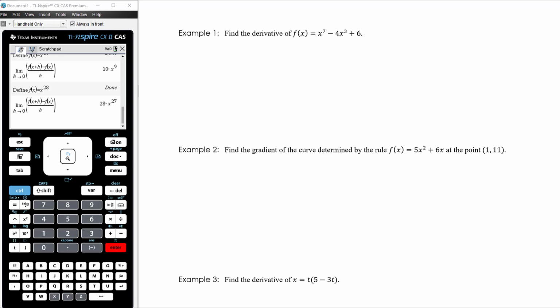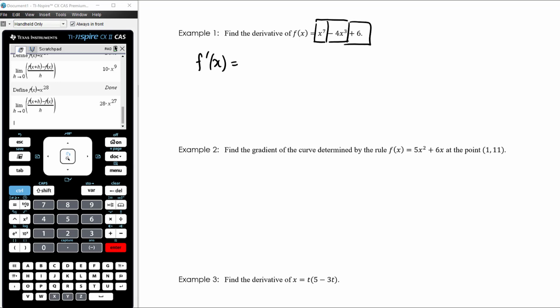Find the derivative of f of x equals x to the power of 7 minus 4x cubed plus 6. First thing, what are we going to call the derivative? The original function is f of x, so we can use f dash x as the derivative here. We've only got addition and subtraction here, so we can just differentiate each part of the function separately. We're essentially doing 3 separate derivatives all at once.